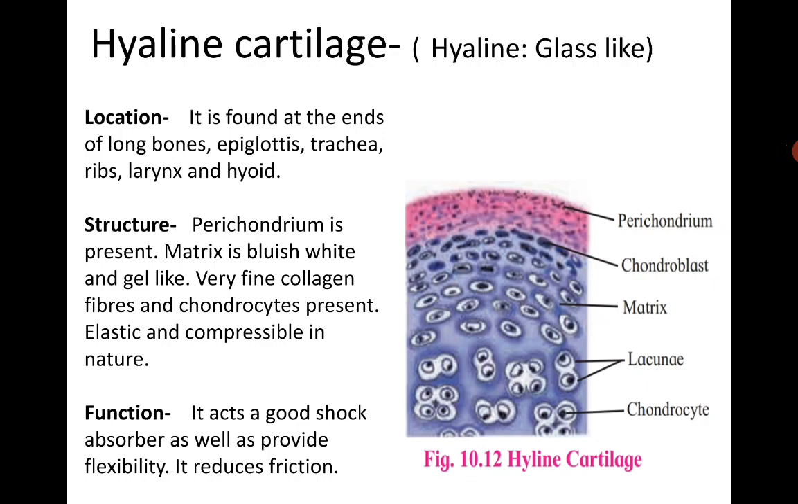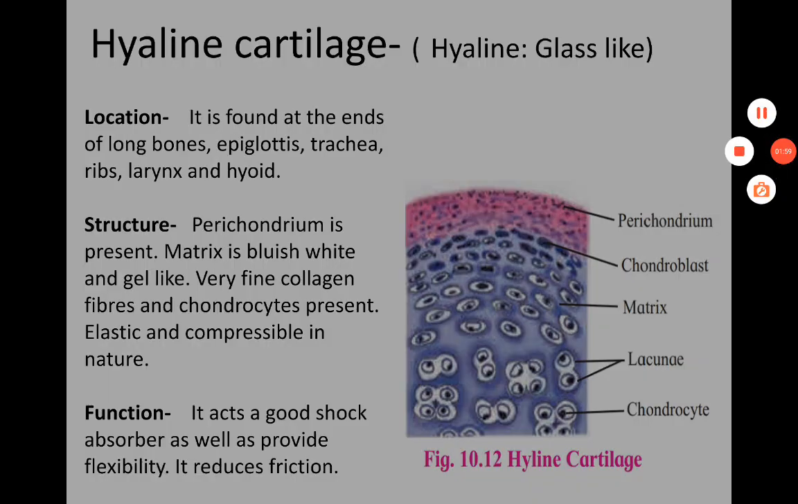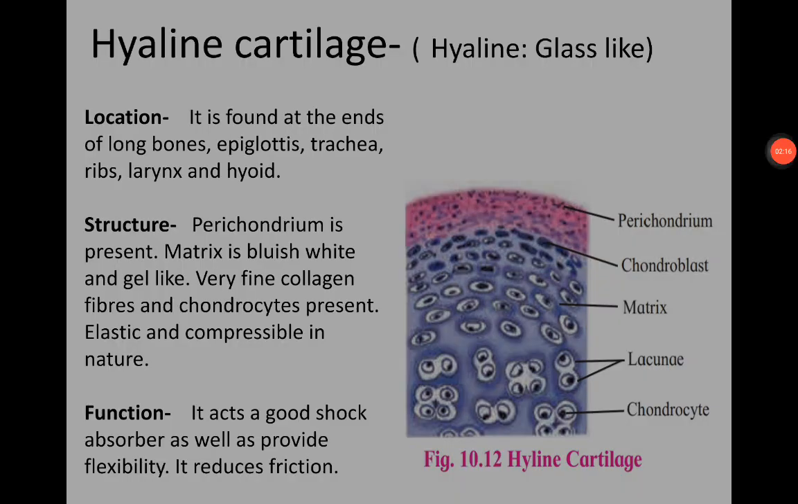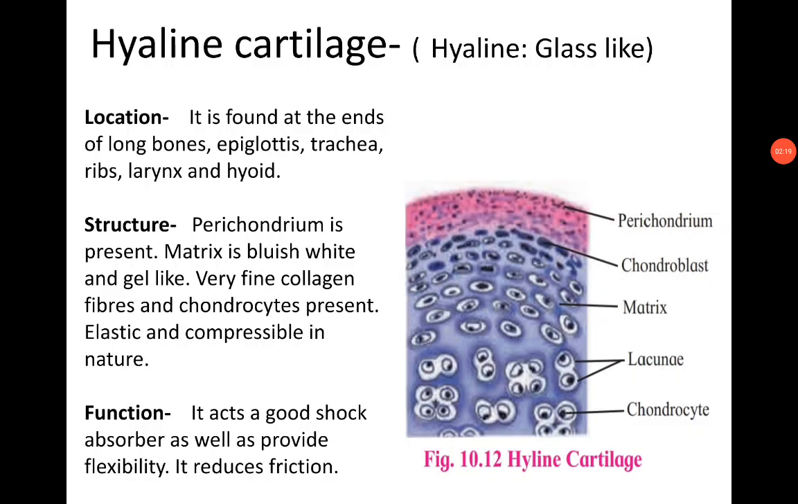It is found at the end of long bones, in the epiglottis, trachea, thoracic ribs, larynx and hyoid apparatus. These are the locations of hyaline cartilage. It is found in between two long bones. The epiglottis is the meeting point of the larynx and pharynx. The trachea, then the ribs, larynx and hyoid are also locations of hyaline cartilage.